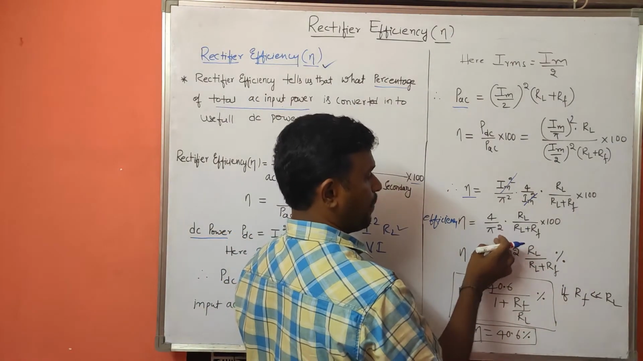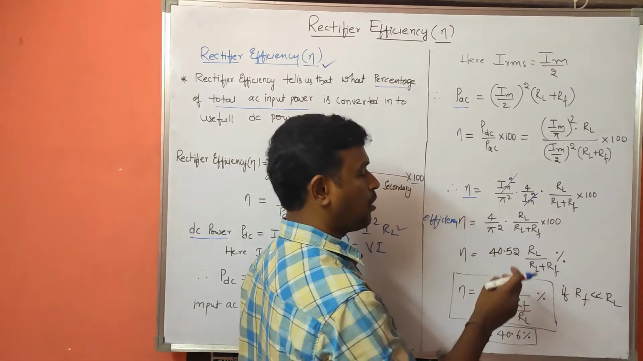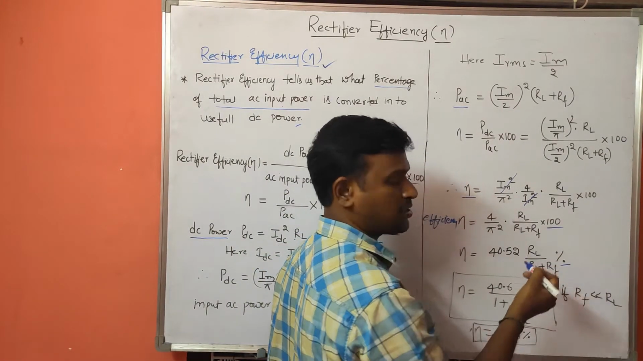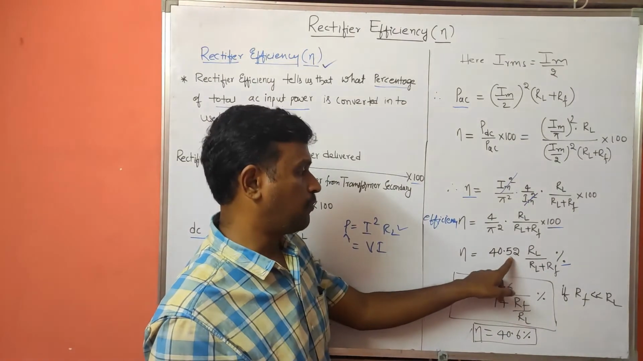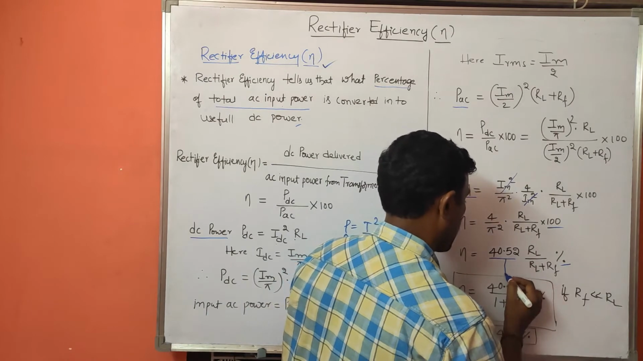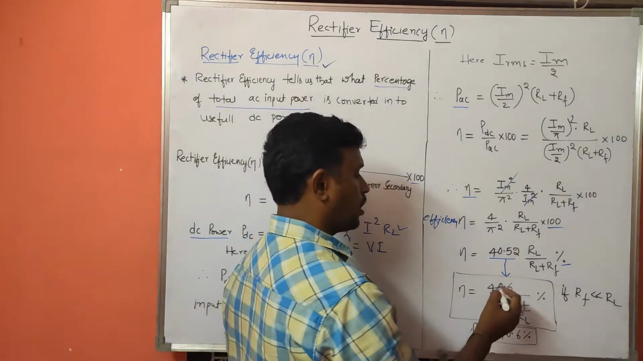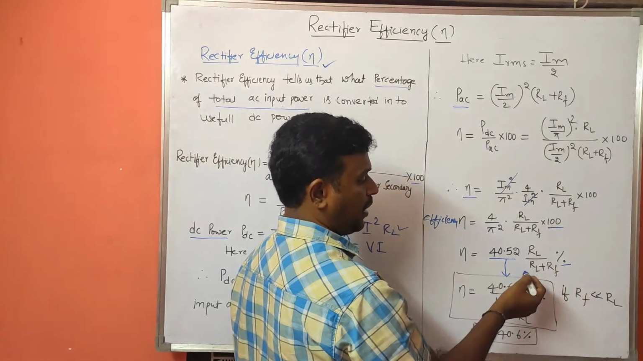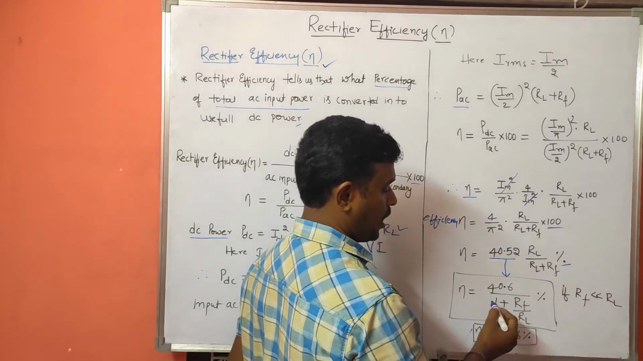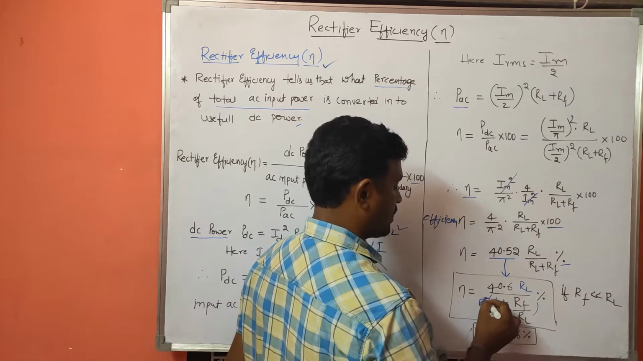Here, if you calculate 4 by pi square using the calculator, you will get 40.52, and I am considering the multiplication by 100 as percentage. So it is 40.52 times RL by (RL plus RF). I am rounding this 40.52 to 40.6. Then, taking RL common, RL and RL will cancel.